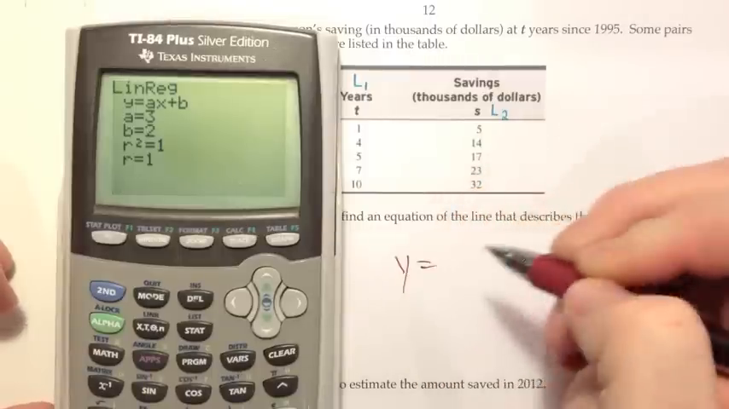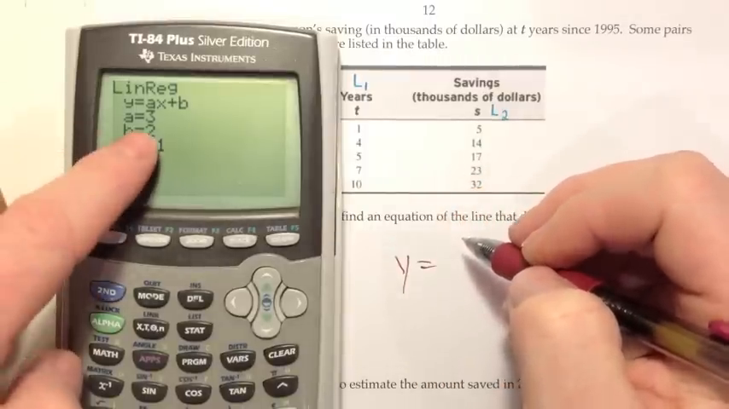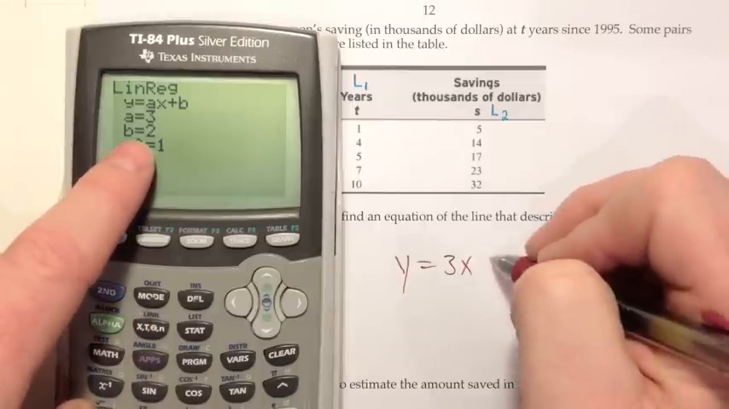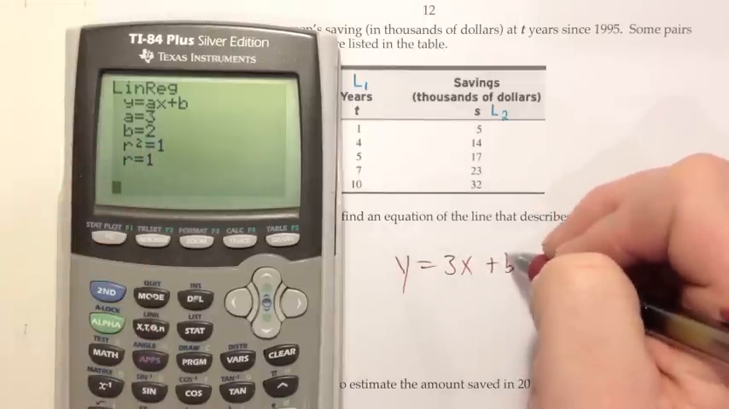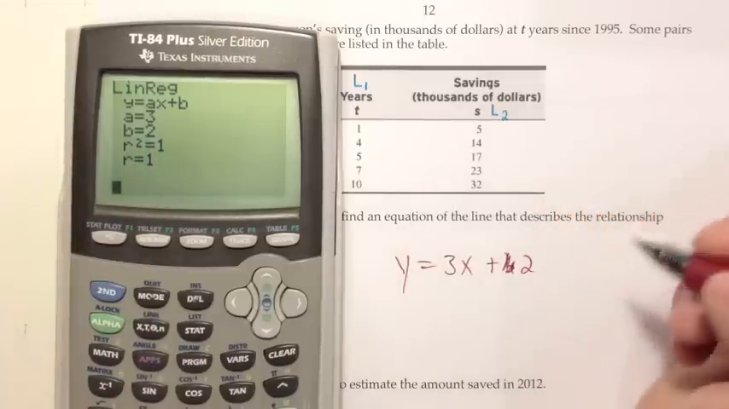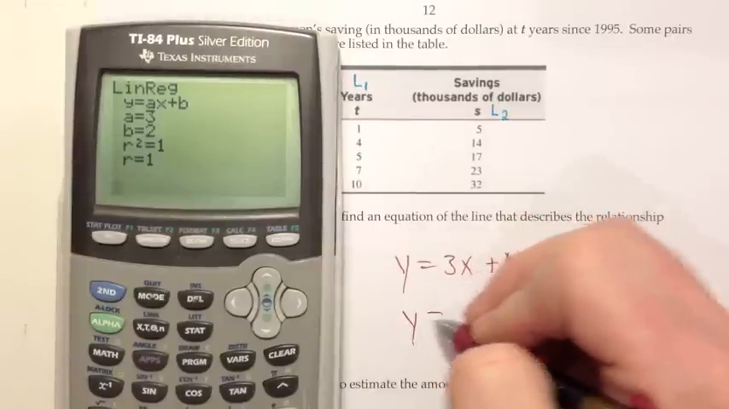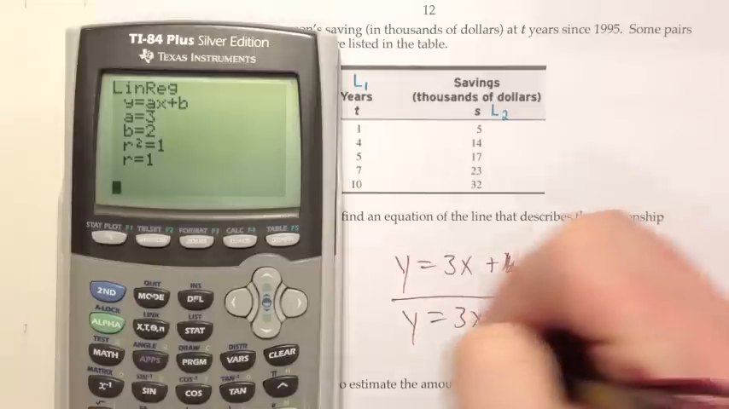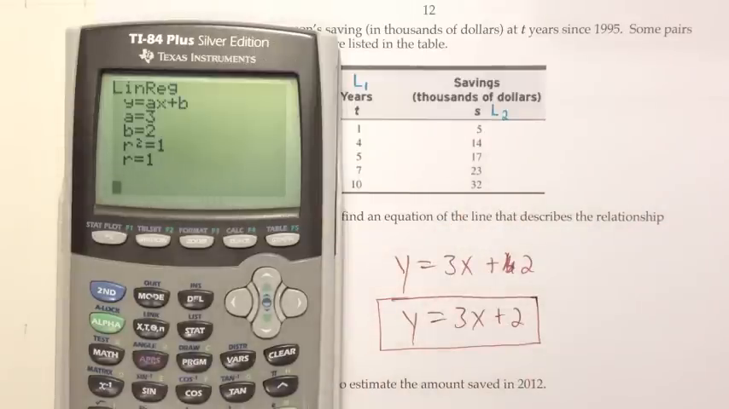So y equals mx plus b, and the m is 3, so 3x, and plus b, and the b is 2. Whoops, put the b there, let me put the 2. I'm just going to copy that again, cleaner. We have plenty of room here. We don't need all this space because the calculator did all the work. So y is equal to 3x plus 2 would be the equation.